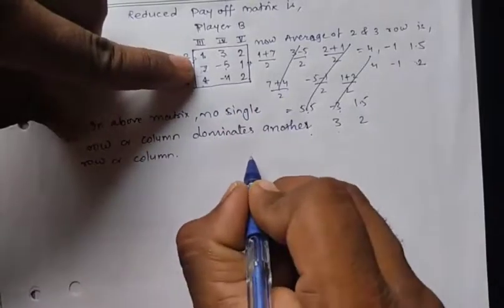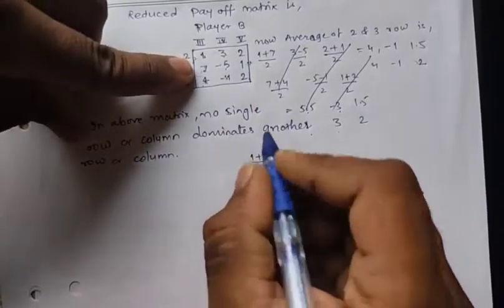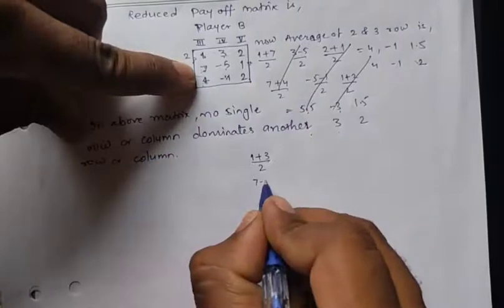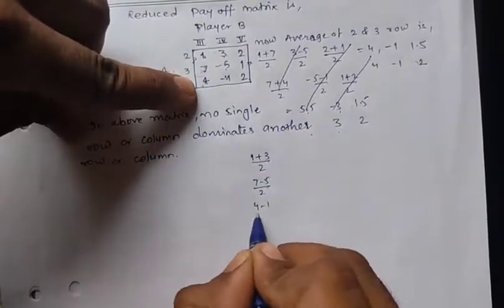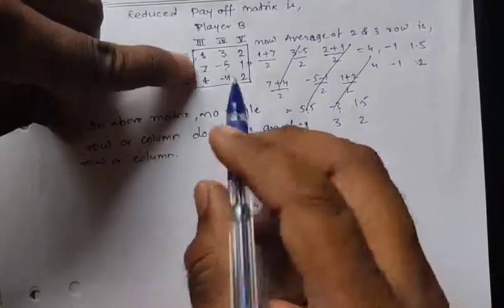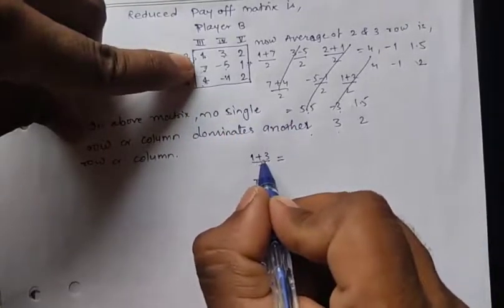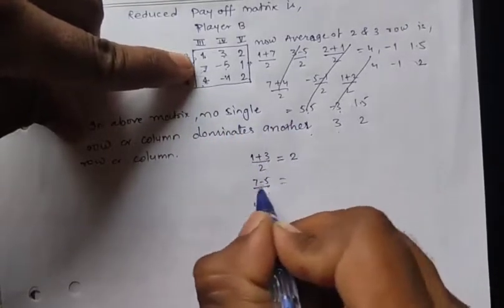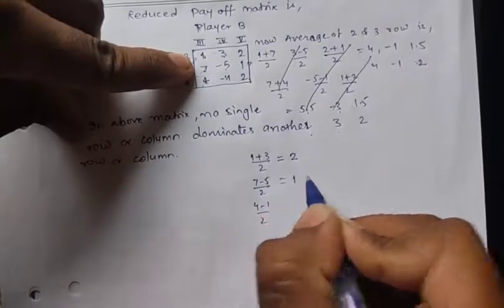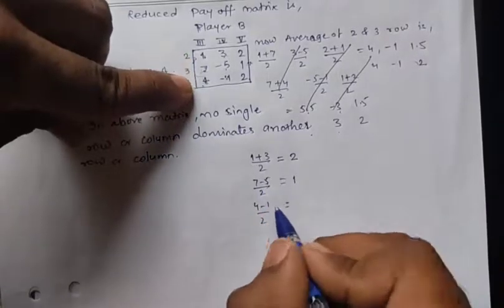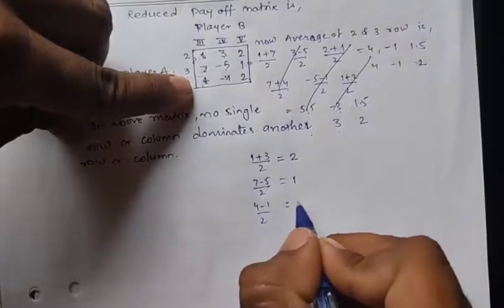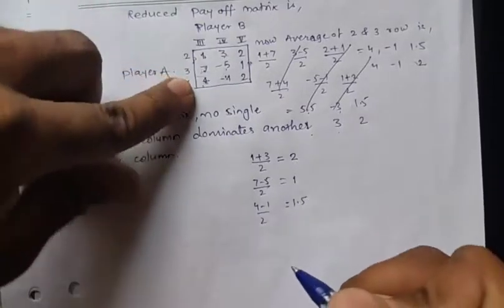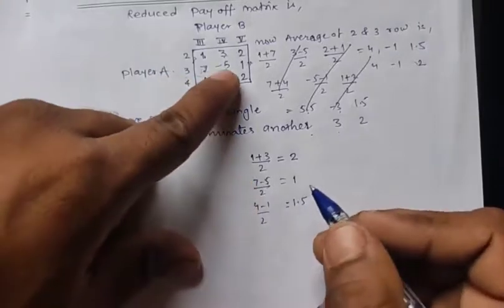Here 1 plus 3 upon 2, next 7 minus 5 upon 2, and here 4 minus 1 upon 2. After calculating, what is the average? 3 plus 1 is 4 upon 2, which is 2. 7 minus 5 is 2 upon 2, which is 1, and last 4 minus 1 is 3 upon 2, which is 1.5.